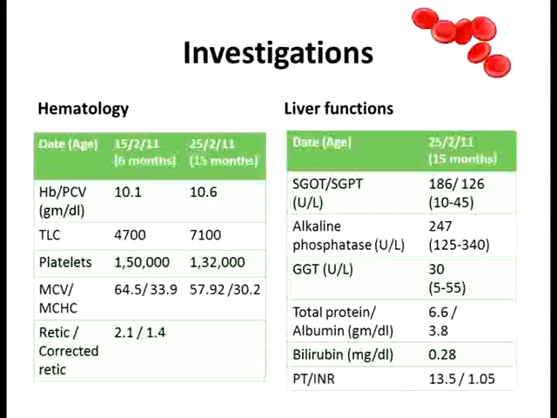What about the liver function tests? SGOT and SGPT were around 4 times elevated, while the rest of the liver functions, alkaline phosphatase, GGT, total protein, albumin, bilirubin, and PT/INR, were all in the normal range. So apart from transaminitis, we don't find anything there.